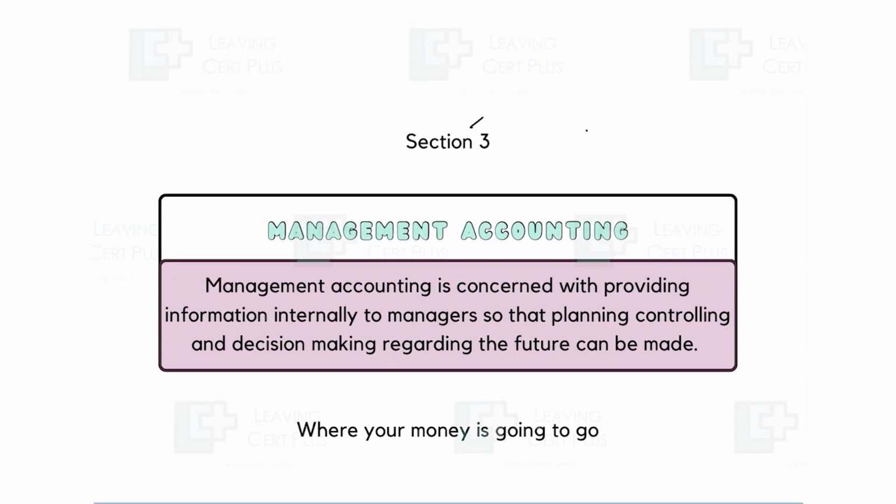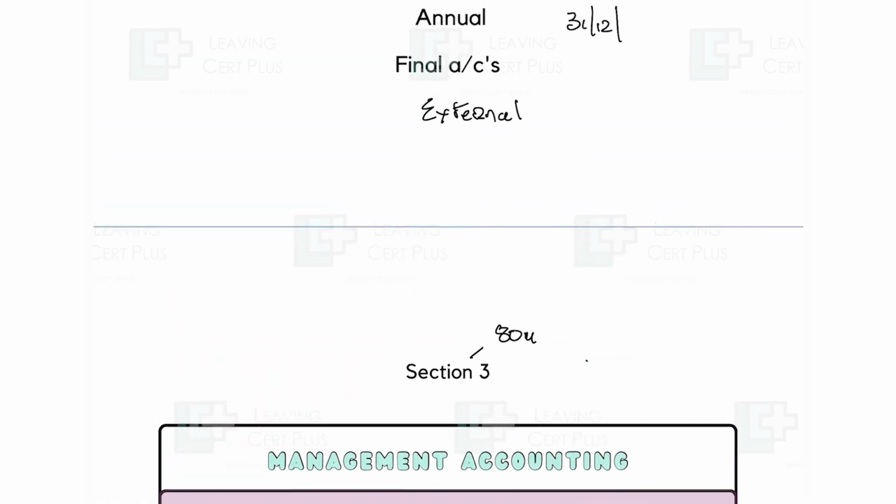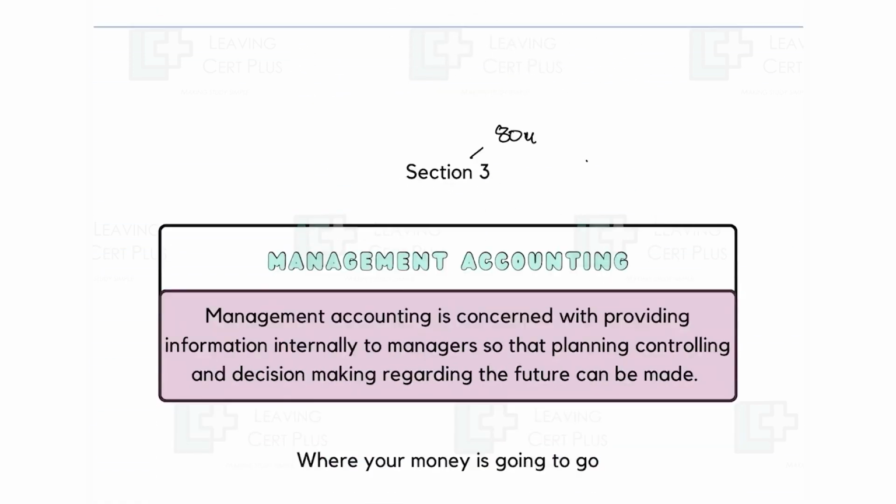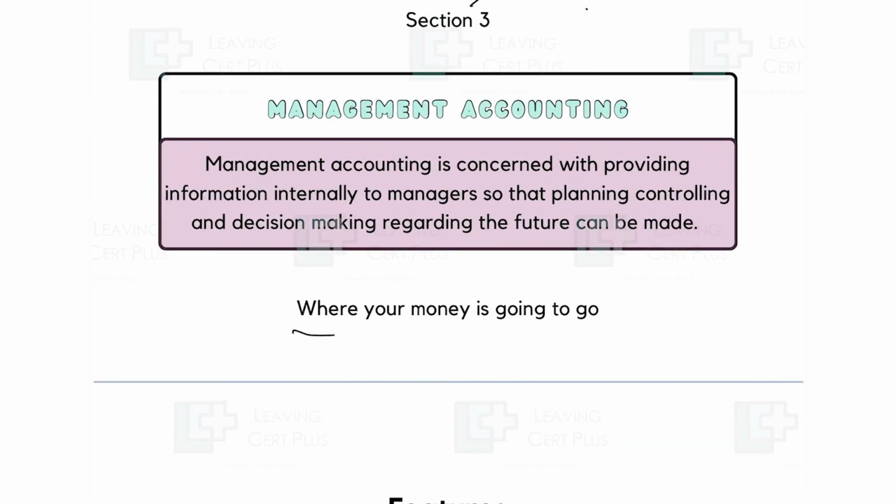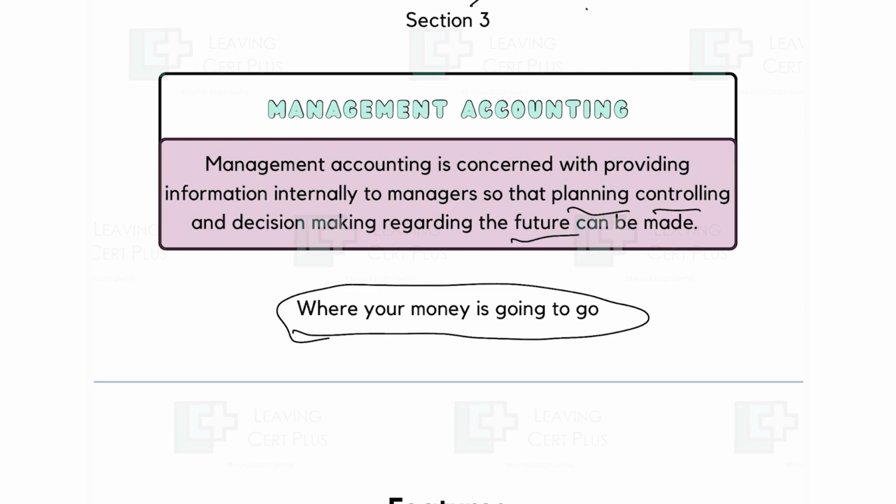Section 3 is only one question on your paper, it's 80 marks, and it'll always be either a costing or a budgeting question. And if in the previous example we said where your money went, the best description of this is where you think your money is going to go, what you're going to do, planning for the next year. So it's all about the future. It's planning, controlling, talking about the future.